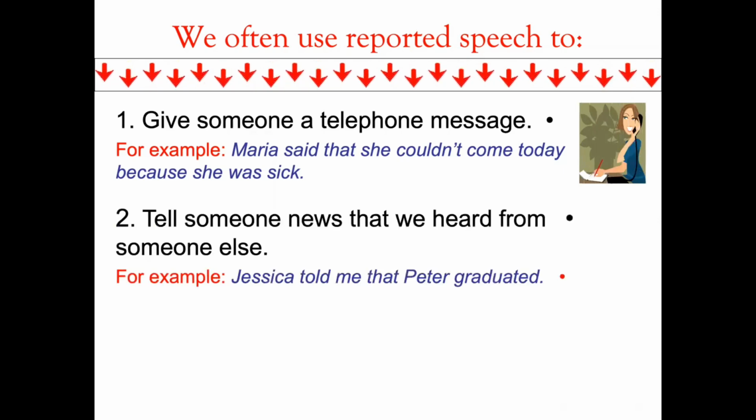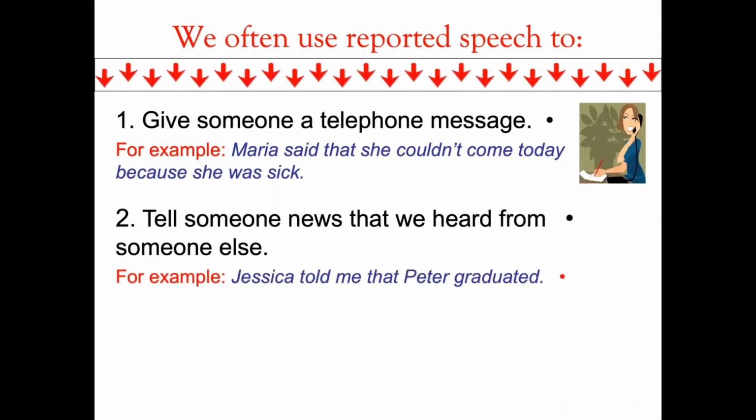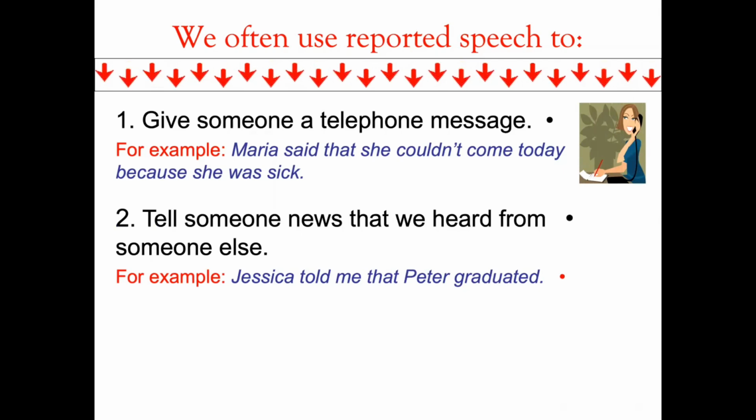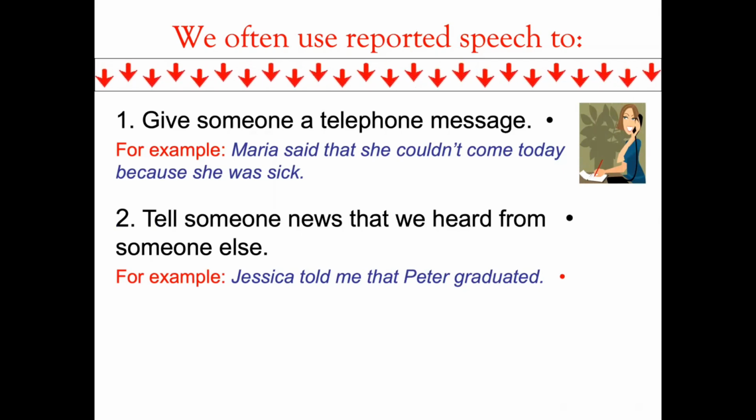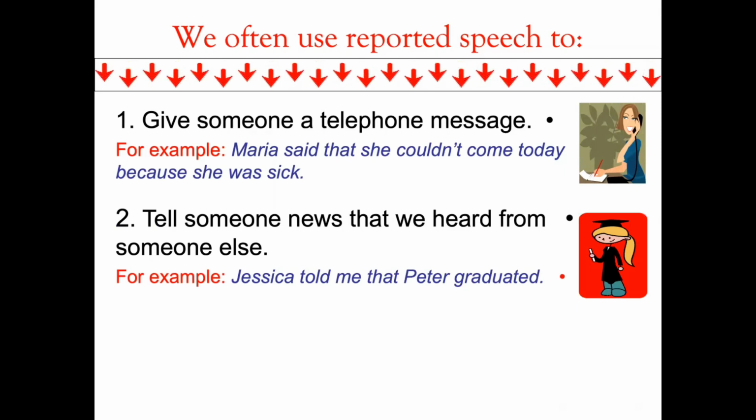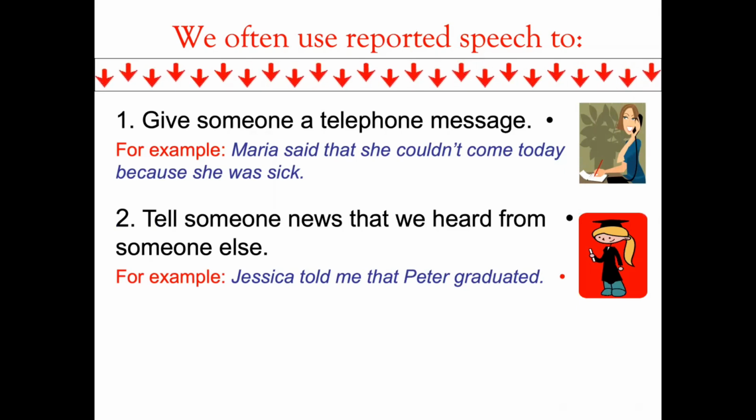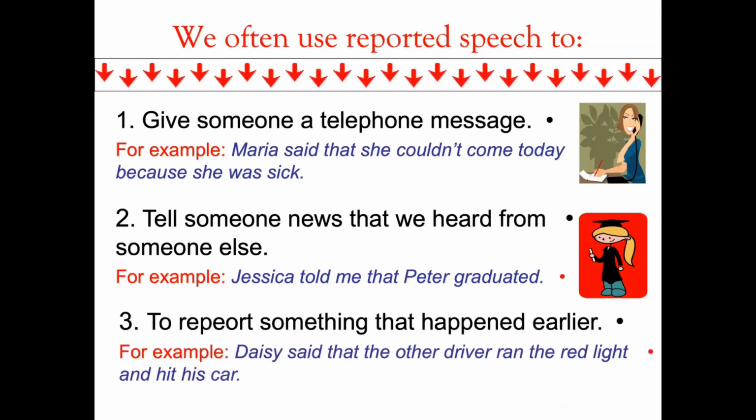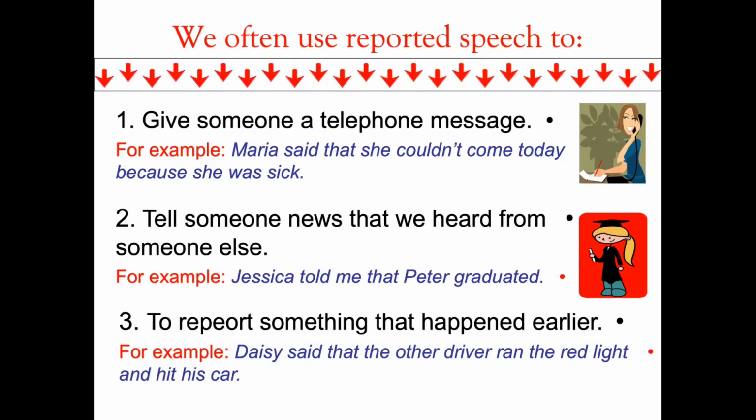We also use reported speech to tell someone news that we heard from someone else. An example would be, Jessica told me that Peter graduated. Last but not least, we use it to report something that happened earlier. An example would be, Daisy said that the other driver ran the red light and hit his car.